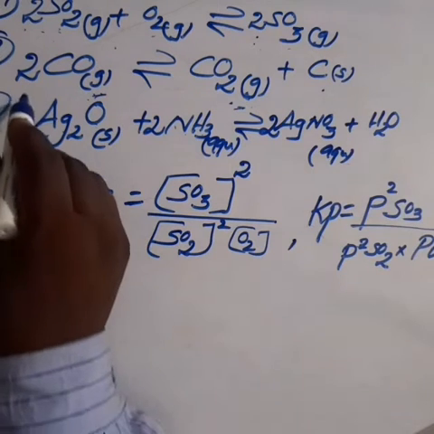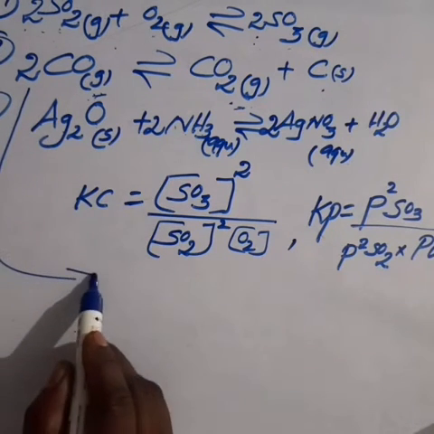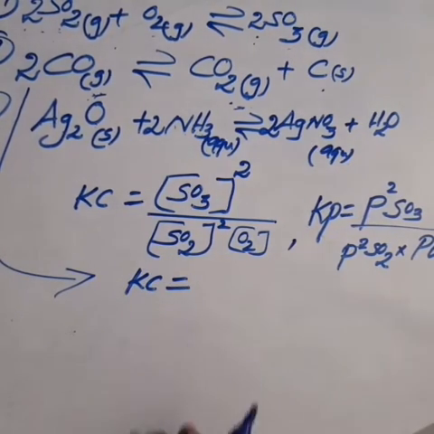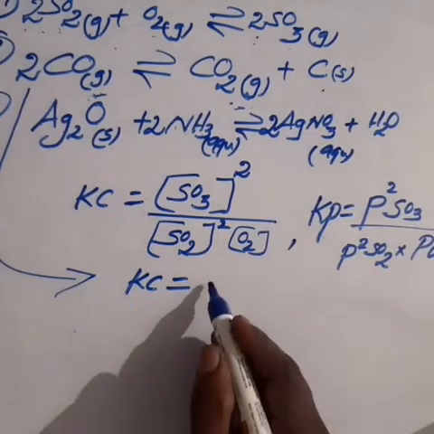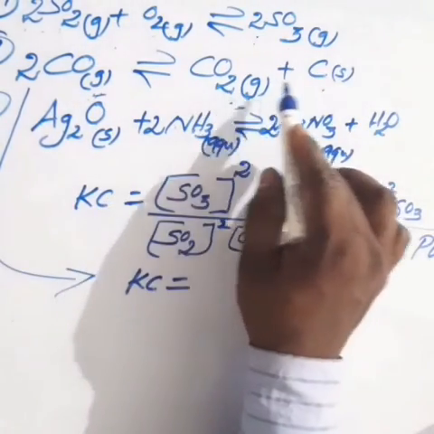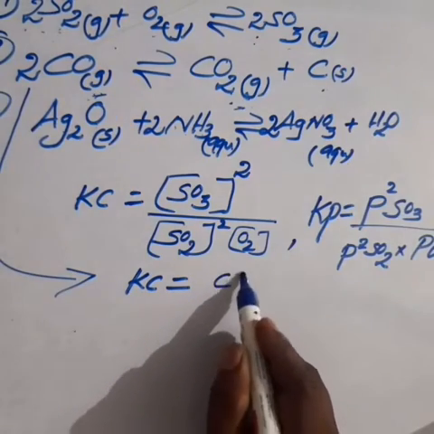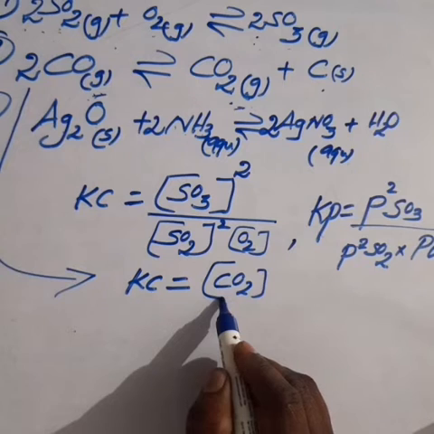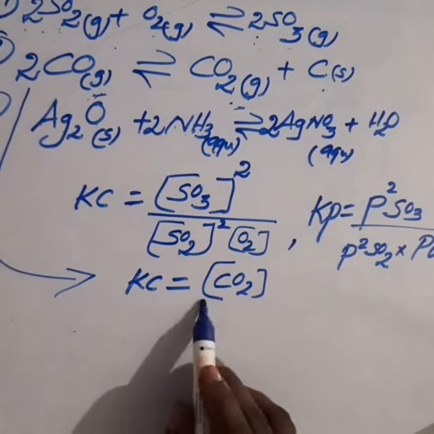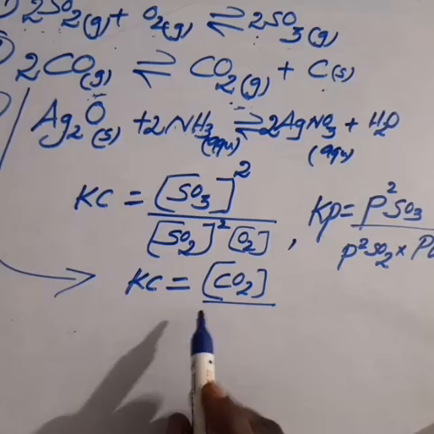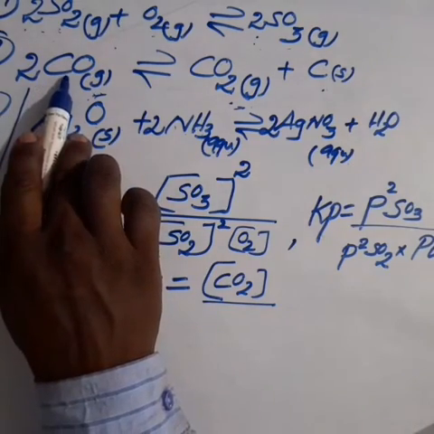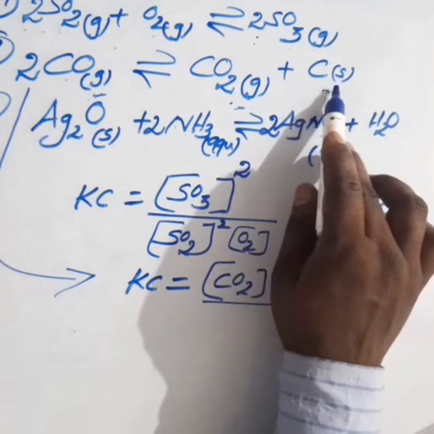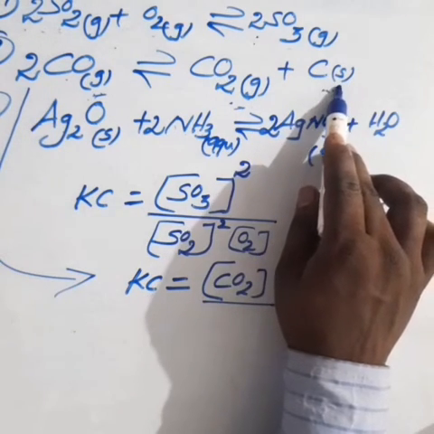You have to write the Kc for the above reaction. How will you write Kc? Kc is equal to, first you have to write the product. Which are the products there? CO2 gas and carbon solid state. CO2 gas, active mass of CO2, divided by... we can't write the carbon. Try to understand the concept. We can't write the carbon.